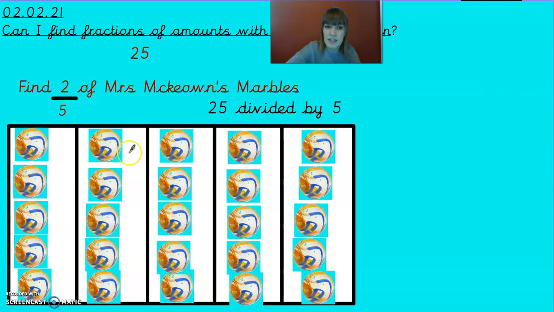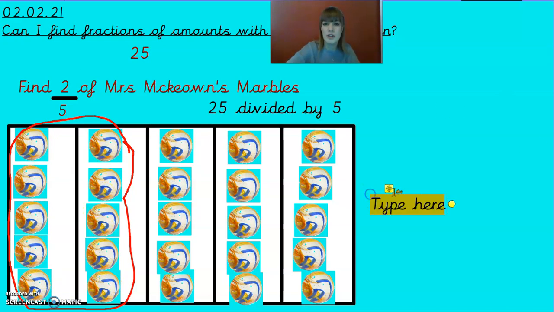You're right if you said I might need to use 2 columns. So I'm just going to do a big circle around 2 columns. And I'm going to quickly count how many marbles I have got in there. So count with me. 1, 2, 3, 4, 5, 6, 7, 8, 9, 10. So 2/5 of Mrs. McEwen's marbles will be 10.